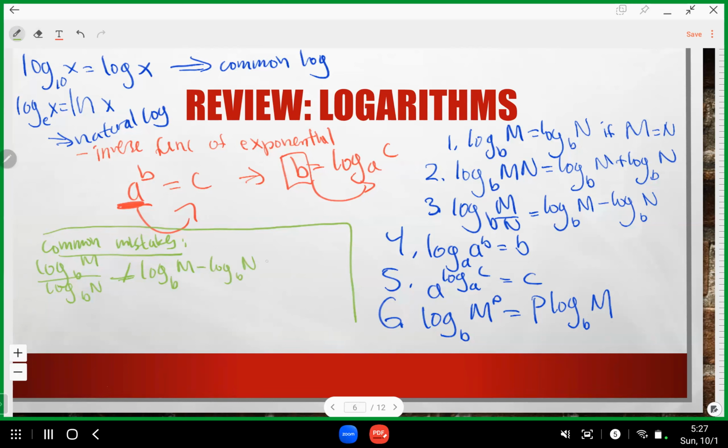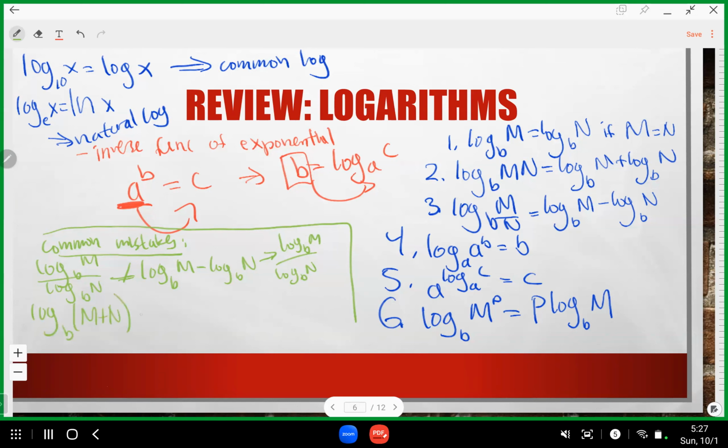Right? Second of all, you cannot multiply out with logs. So log base b of m plus n does not equal log base b of m plus log base b of n. So there's no distributive property with logs. So please avoid these common mistakes and check your work.